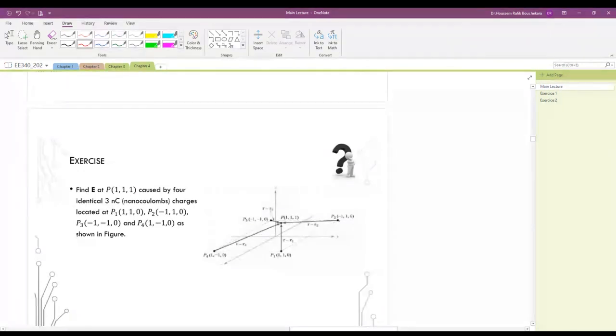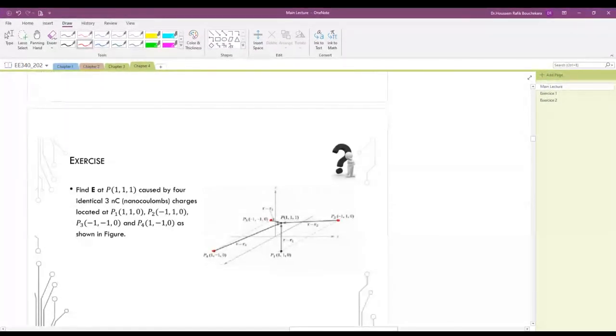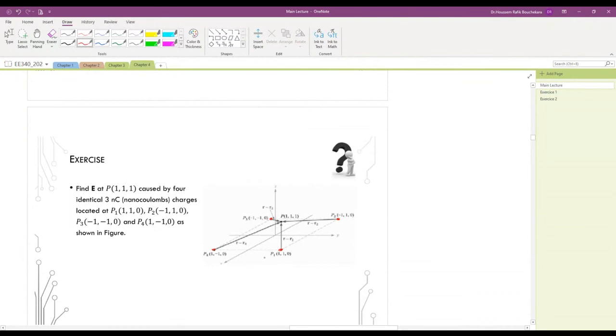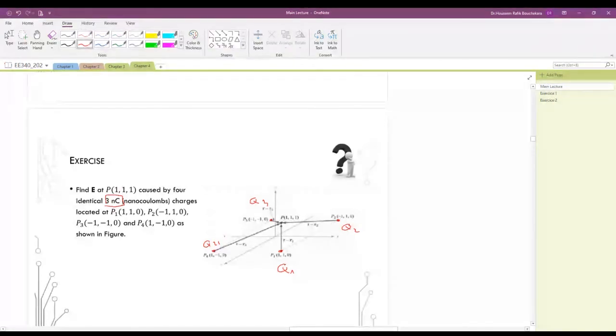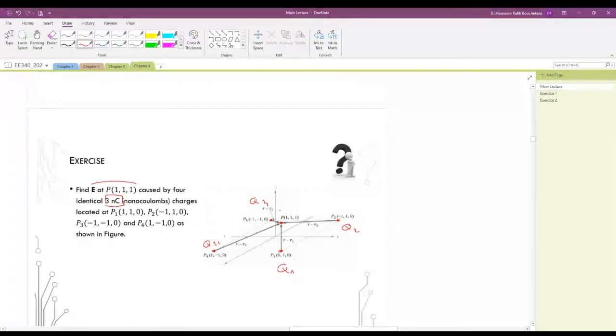What we have here, we have 1, 2, 3, 4 points, okay? P1, P2, P3, P4. In each one of these points, we have a charge, Q1, Q2, Q3, and Q4. Okay, كل charges they are identical وعندهم قيمة اللي هي 3 نانو كولومز. Okay. طيب السؤال find E here. E at P is equal to 1, 1, 1. Okay. Find E here.